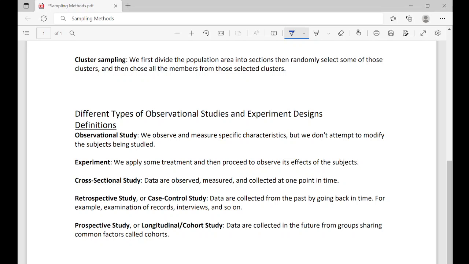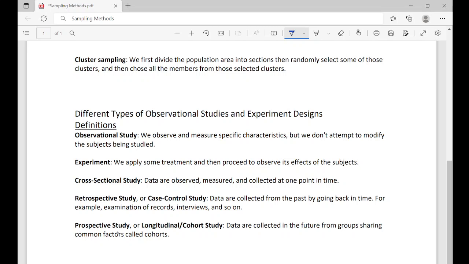Next is a cross-sectional study. This is where data are observed, measured, and collected at one point in time. Next, we have a retrospective study or a case control study. Here, data are collected from the past by going back in time, and how we do that is no more than just examining records, some interviews, stuff like that.